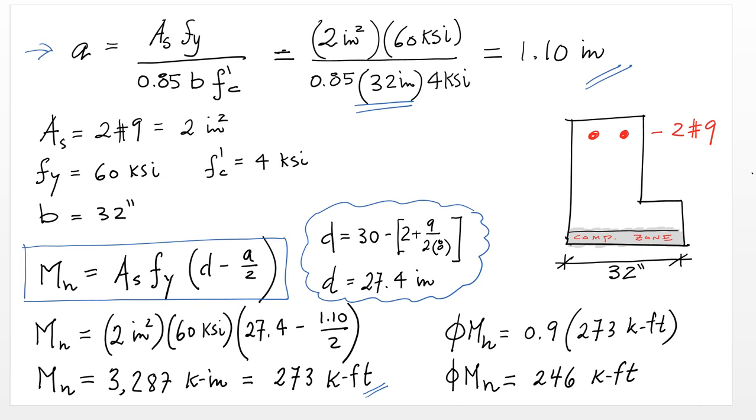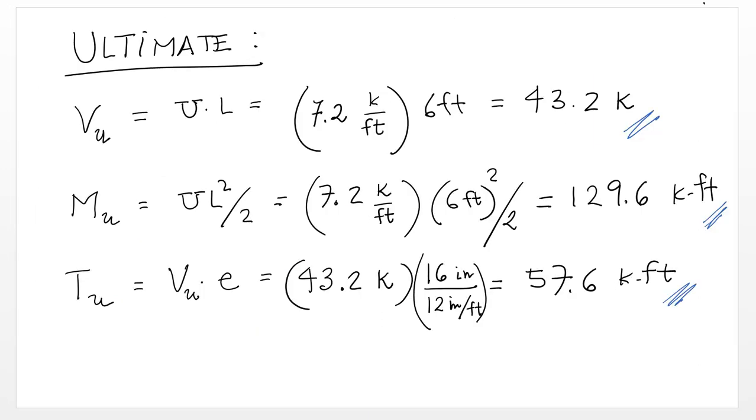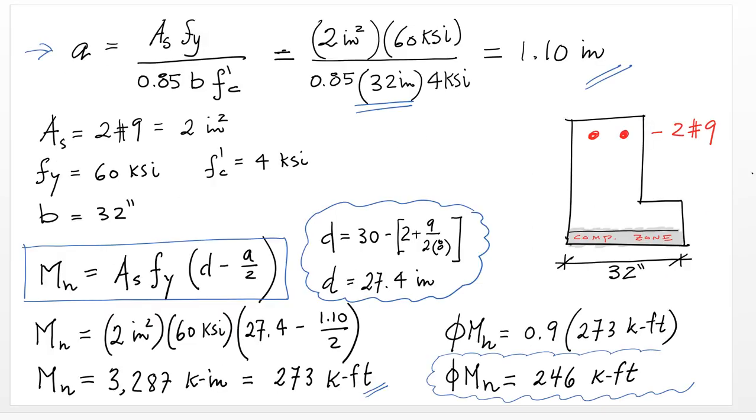With a phi of 0.9, we obtain phi Mn equal to 246 kip feet, which is greater than the 129.6 kip feet from the demand, and that means that our design is adequate and there is no need to add more than the minimum reinforcement, which is 2 number 9s.